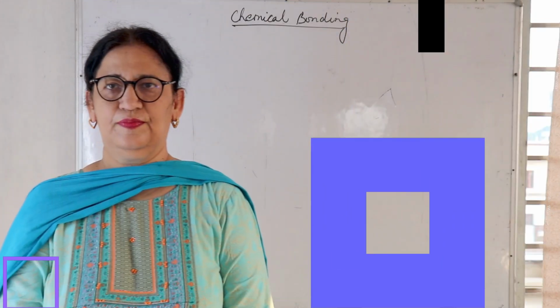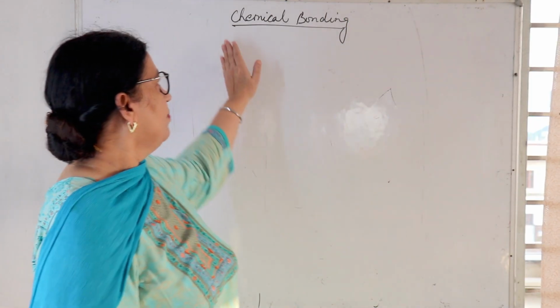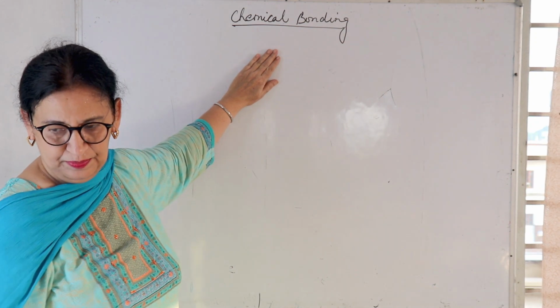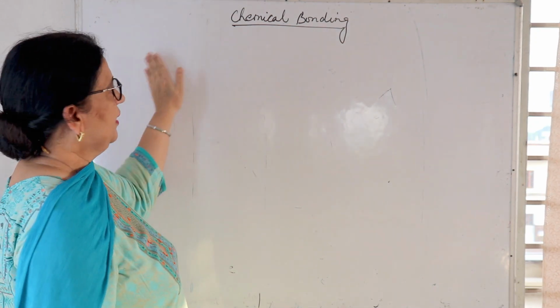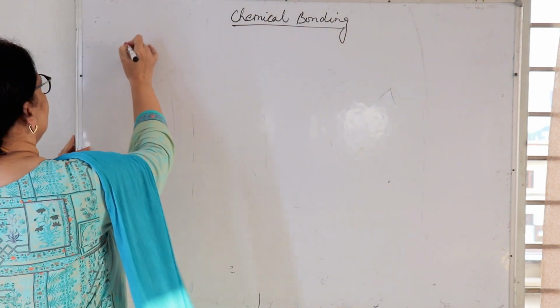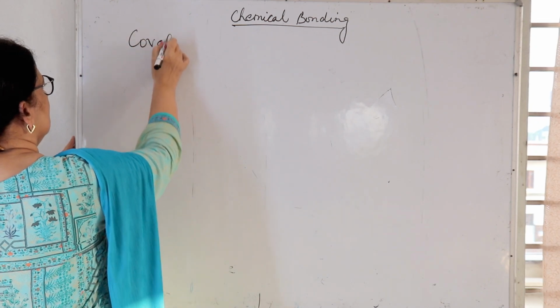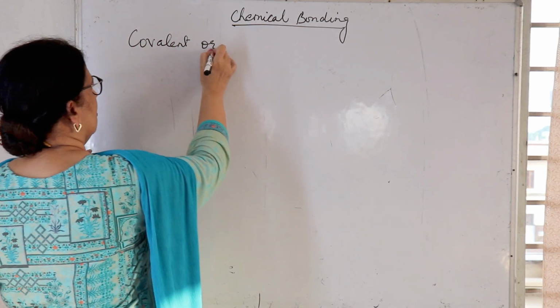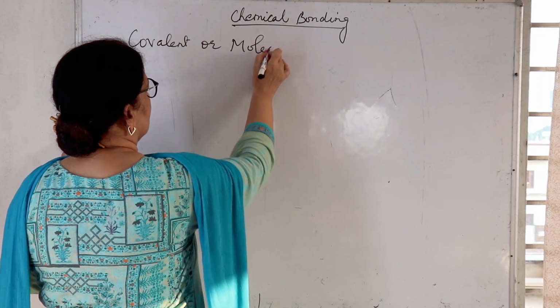Hello children, let us continue our topic of chemical bonding. We did electrovalent or ionic bond. Let us start with the covalent or molecular bond.